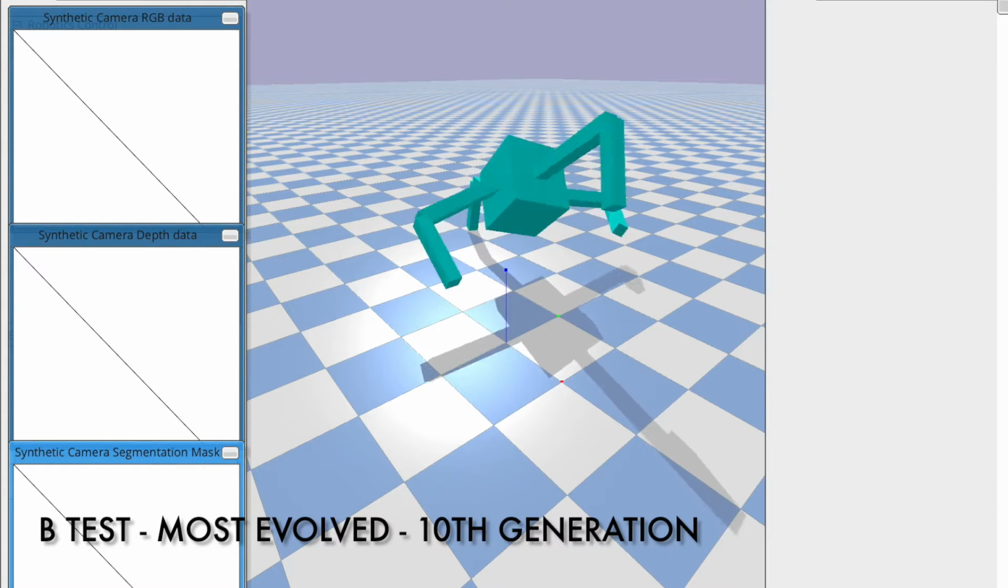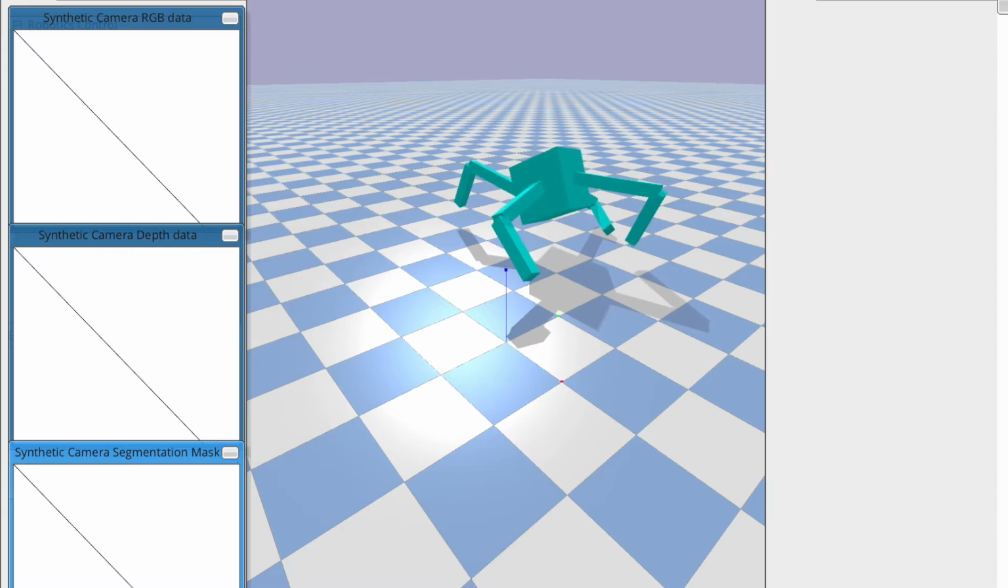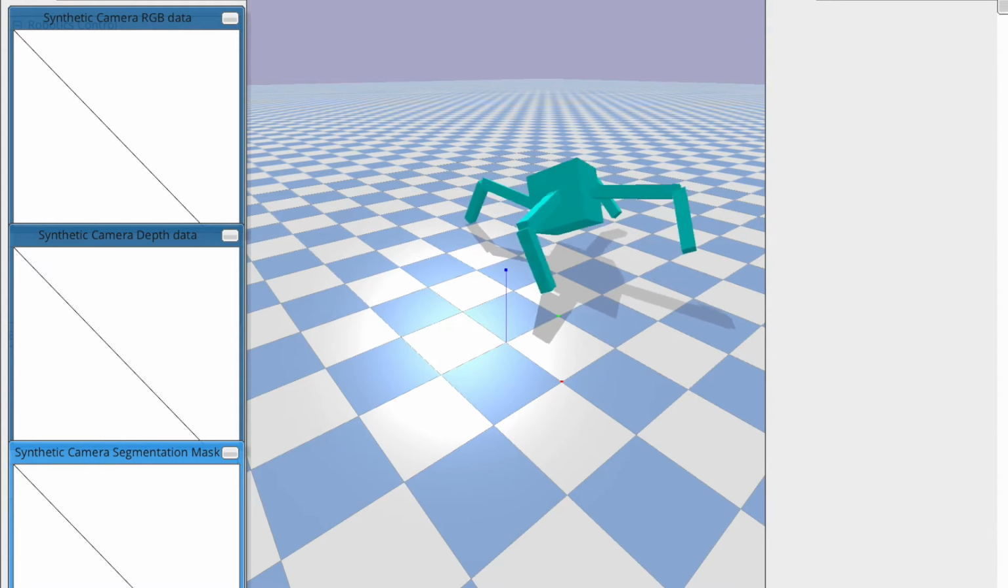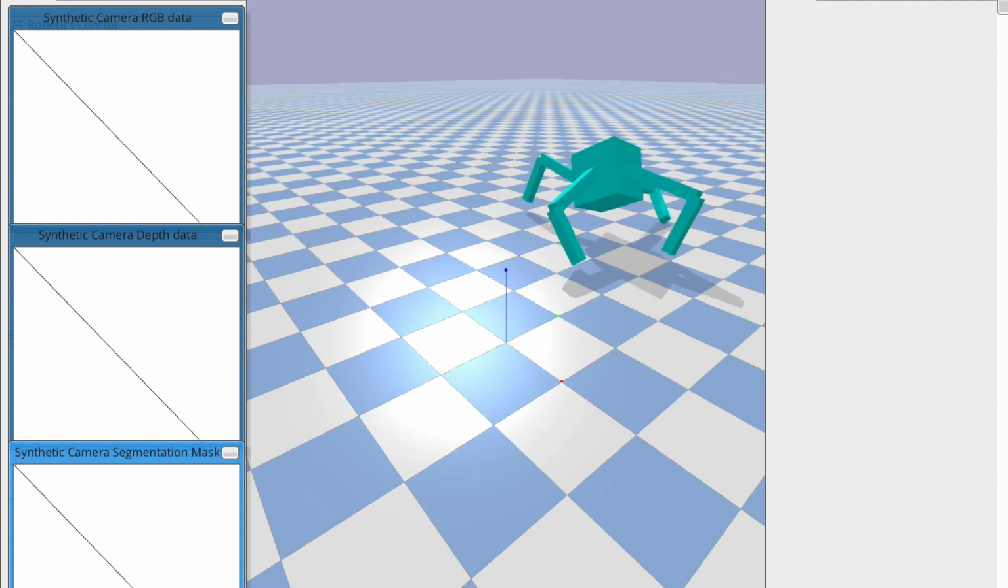So this last robot is the most evolved 10th generation robot, and the legs are working in unison to push the robot airborne, as you can see here. It is also utilizing the extra length in the upper legs to push the robot higher than the A robot, giving it a bit of an advantage.